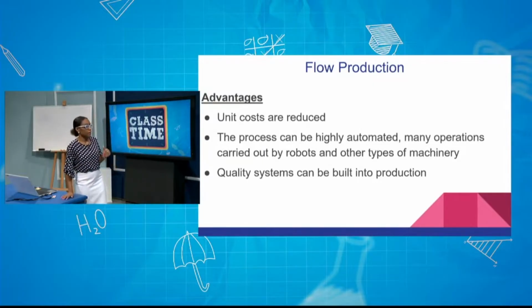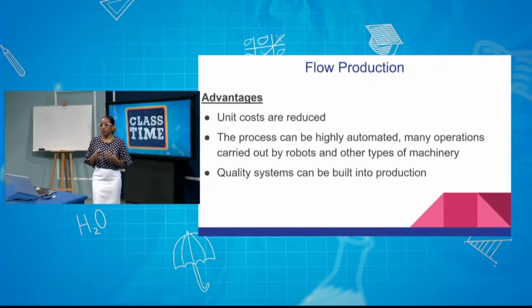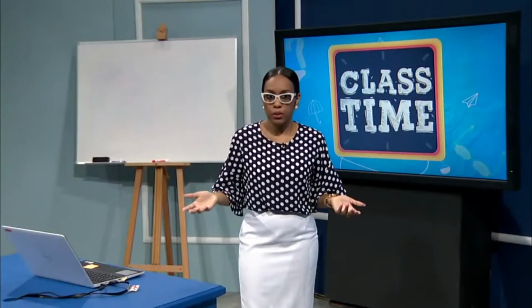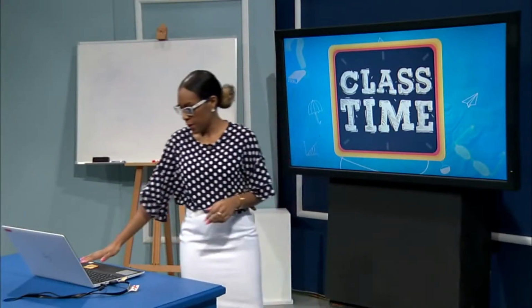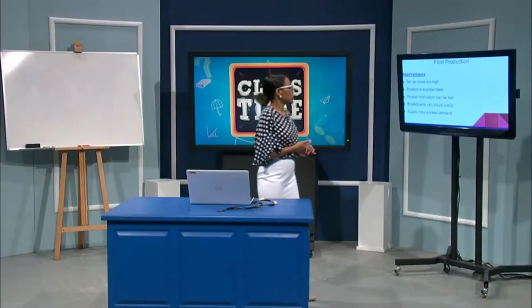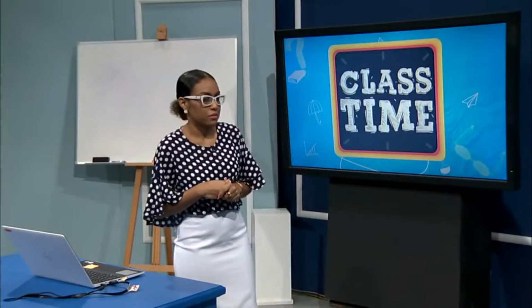Quality systems can be built into production. Because this is flow production, we're looking at a vast variety of different goods. You want to ensure that you're giving quality, right? Because customers at the end of the day are number one. So you want to ensure that they're satisfied. Even though you're creating goods in bulk, a lot at one time, you want to ensure that you're producing quality at the end of the day. All right, agree? Okay. So let us now look at some disadvantages.